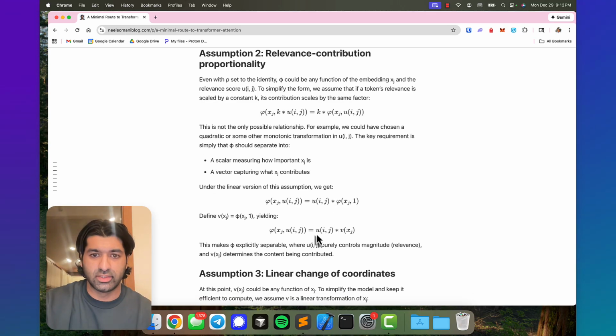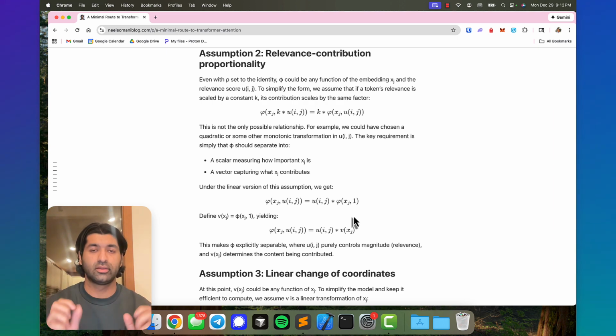One of those functions is the scalar utility, and the other we'll call v. V is a function of x sub j, which is the quote-unquote other token that we're comparing to our embedding x sub i.